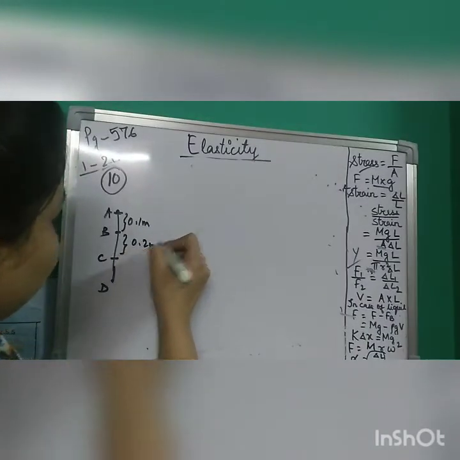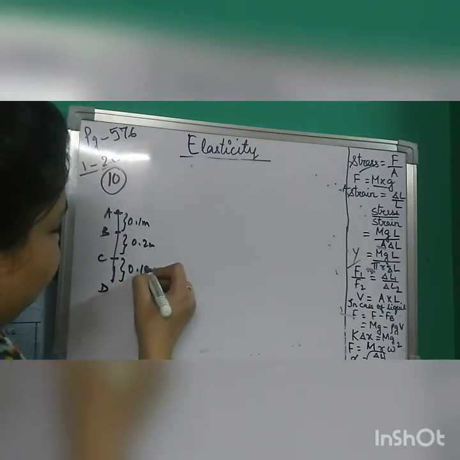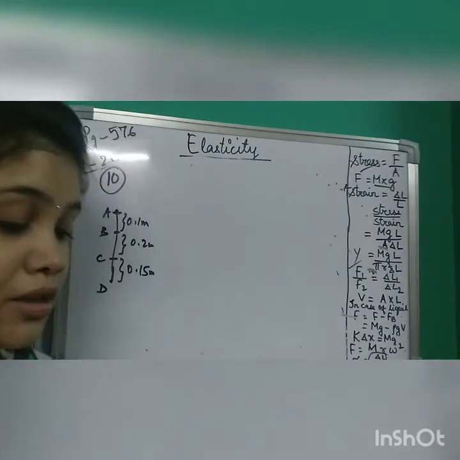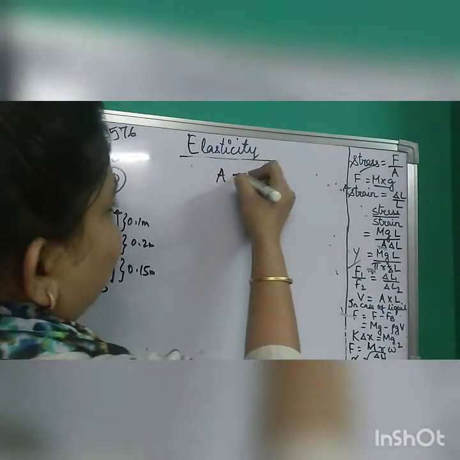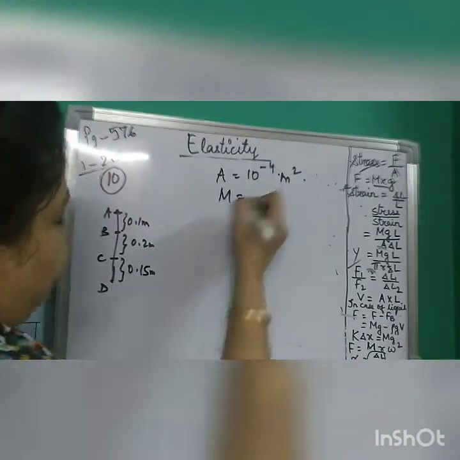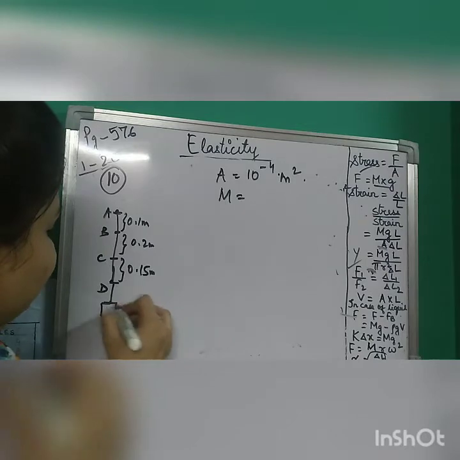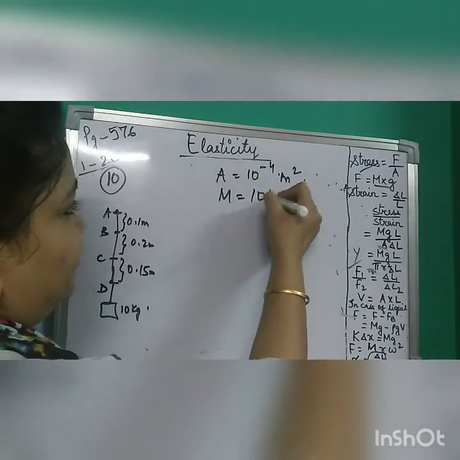What they have asked, the lengths of the segments: this one is 0.1 meter, this one is 0.2 meter, and the other one is 0.15 meter. So these are the lengths of the segments. What else is given? The cross section of the rod is uniform. That means A is given as 10 to the power minus 4 meter square. A weight of 10 kg, that means m, is hung from D. So let us write mass is given as 10 kg.